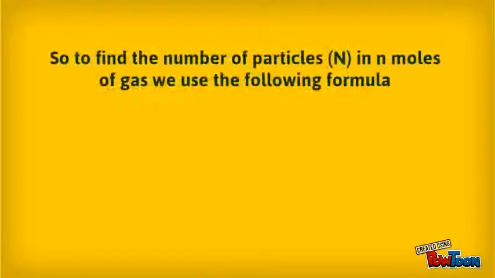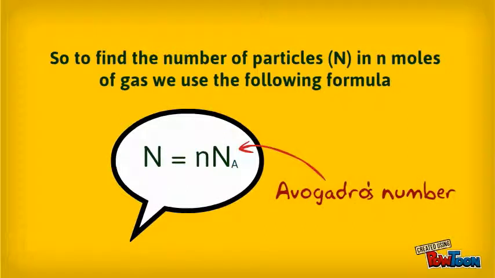To find the number of particles, if we call that capital N, in small n number of moles of gas, we use the following formula. I'm not going to read it out, otherwise I'll get confused with all of the different types of N in that formula. But you can see that the number of particles in a gas is the number of moles multiplied by Avogadro's number.